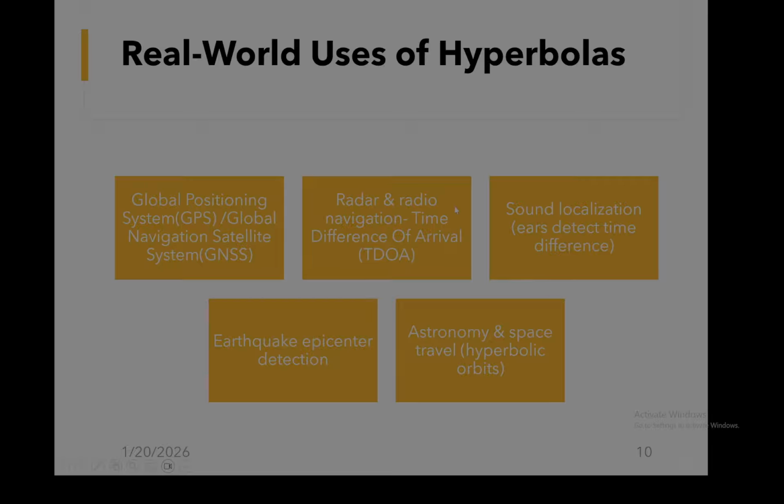Radar and radio navigation measure time difference of arrival, TDOA. Sound localization: our ears detect time differences too. One ear detects the sound before the other. Earthquake epicenter detection and astronomic space travel, hyperbolic orbit. Those are real-life uses.